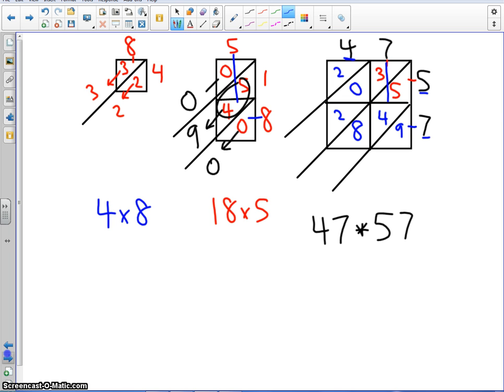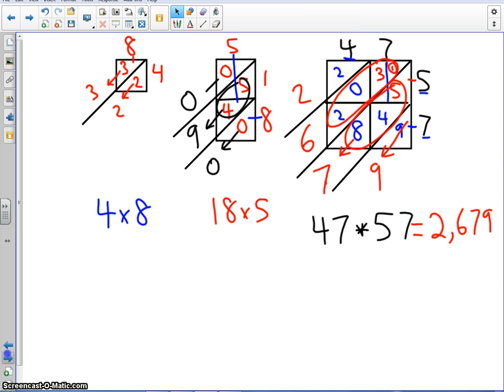Now I have my answers. All I have to do is add up the parts. And you add again diagonally. So my 9, I add this group together diagonally. So it's 9 plus 8 is 17. So I keep the 7 and I carry over the 1. Then I add this group together, 6, and here I have 2. So my answer is 2,679.